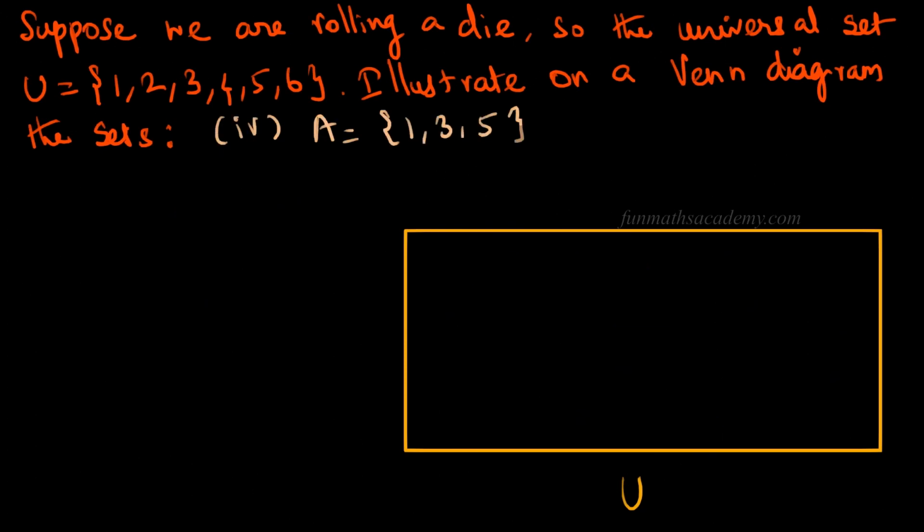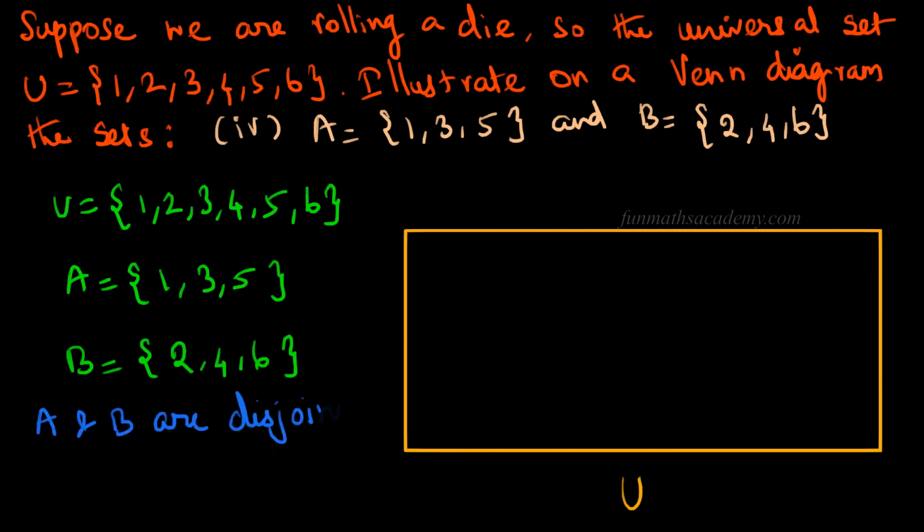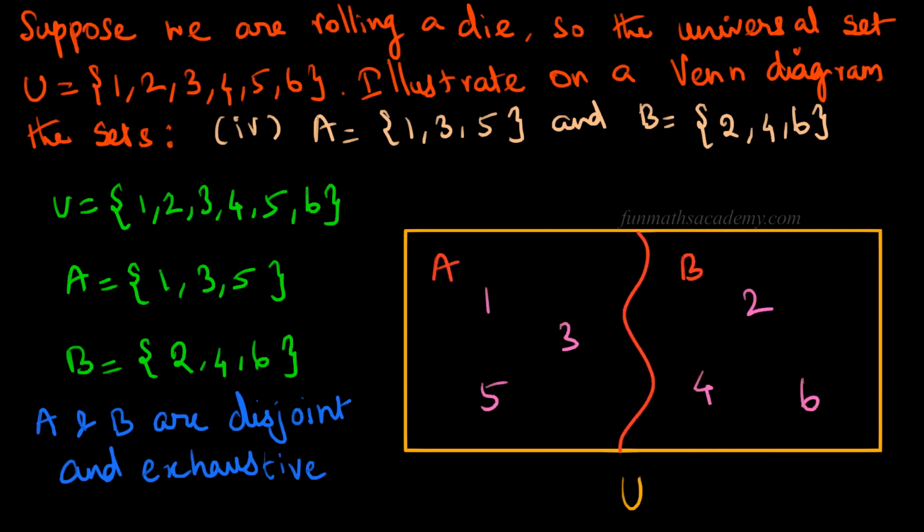In problem number 4, the elements of set A are 1, 3 and 5 and elements of set B are 2, 4 and 6. In this case, set A and set B are not just disjoint sets, but they are also exhaustive. That is, set A and set B are complements of each other. So, set A and set B together forms the universal set U. The Venn diagram will be drawn like this. Few more examples in this topic will be covered in another video.